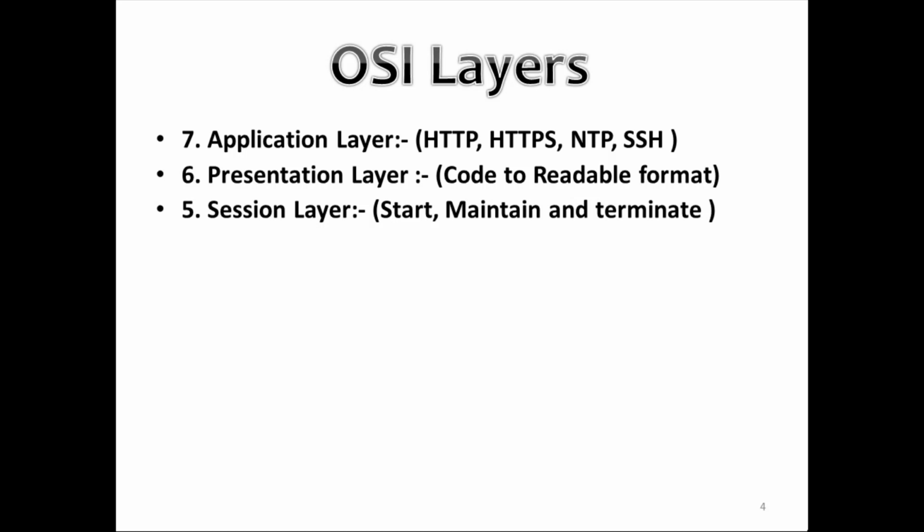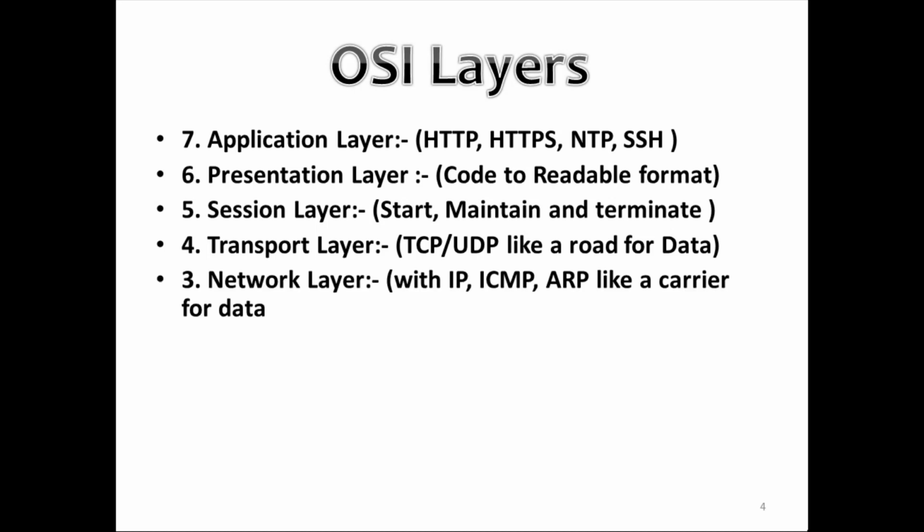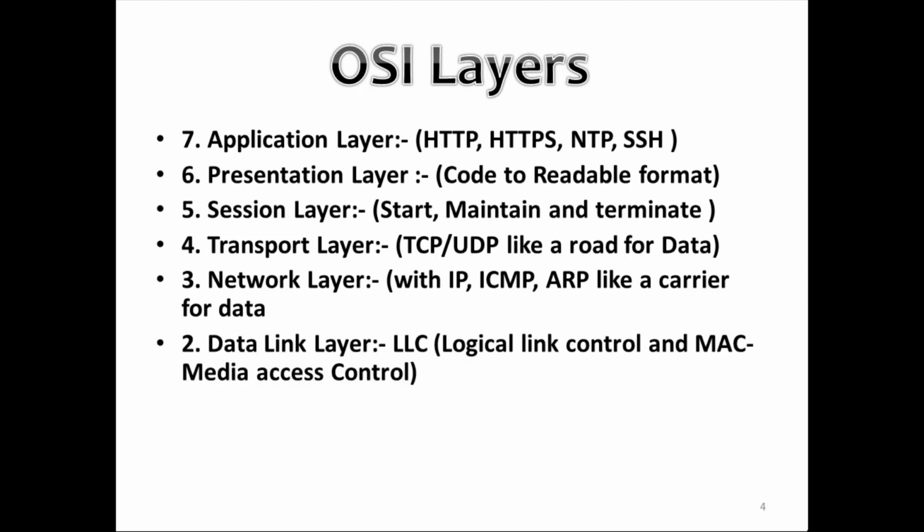Next, we have the transport layer. This layer provides end-to-end communication between the source and the destination over protocols called TCP and UDP. TCP, Transmission Control Protocol, UDP, User Datagram Protocol. It's like a road for the data in the network. Next, we have the network layer. We call it layer 3 also. This layer is responsible for the logical transmission of the data, which happens with IP, ICMP, ARP, and so on. It's like a carrier for the data in the network.